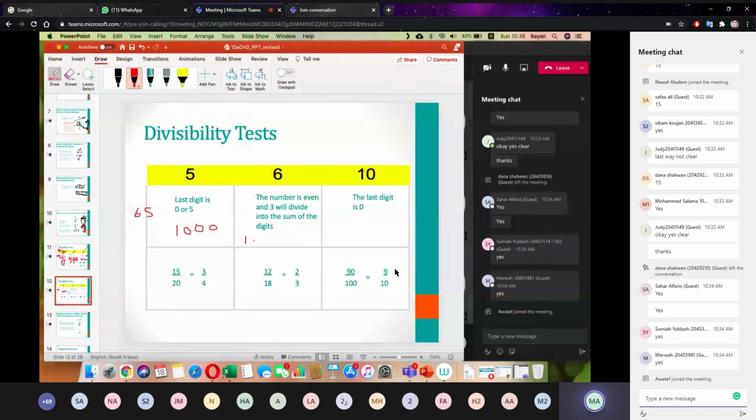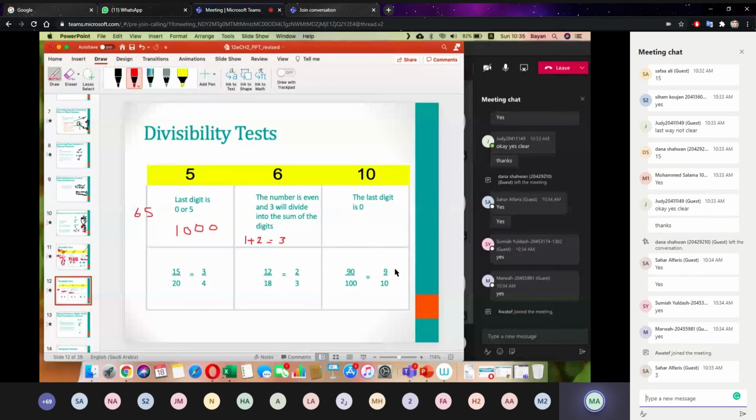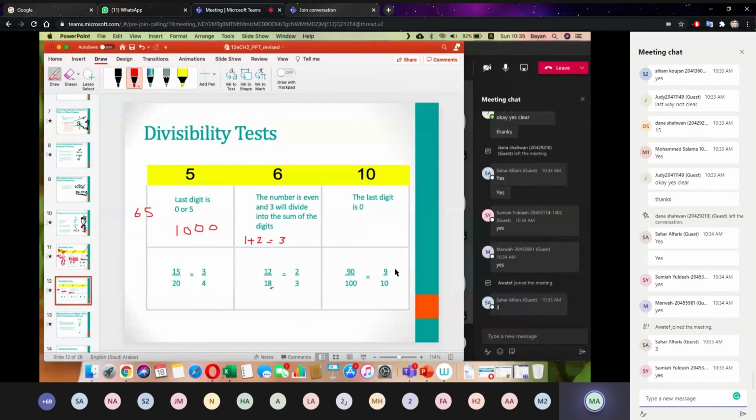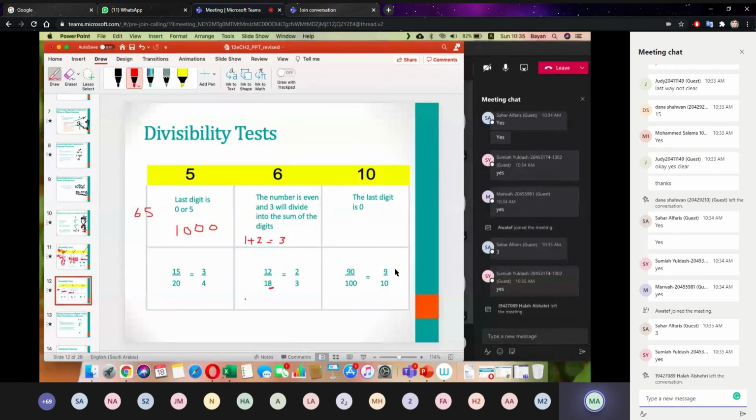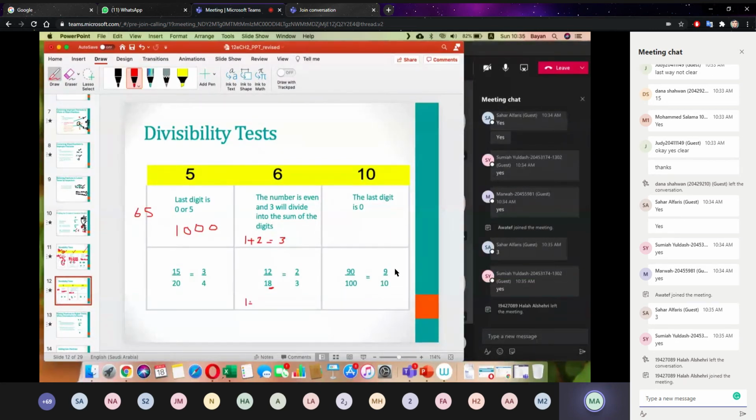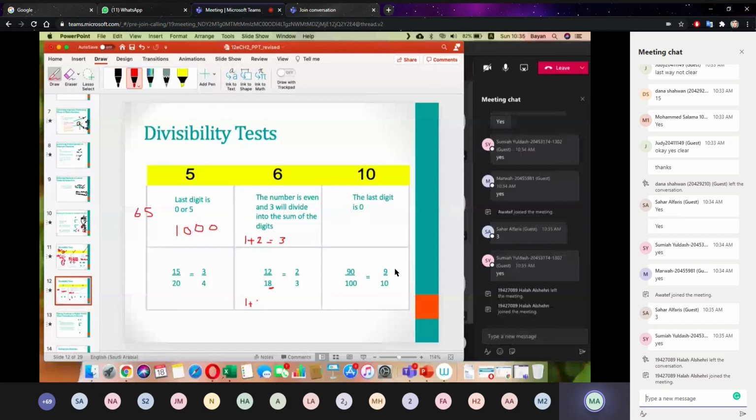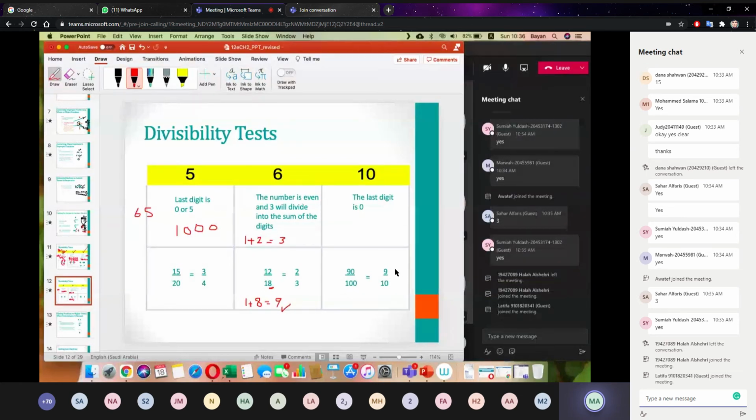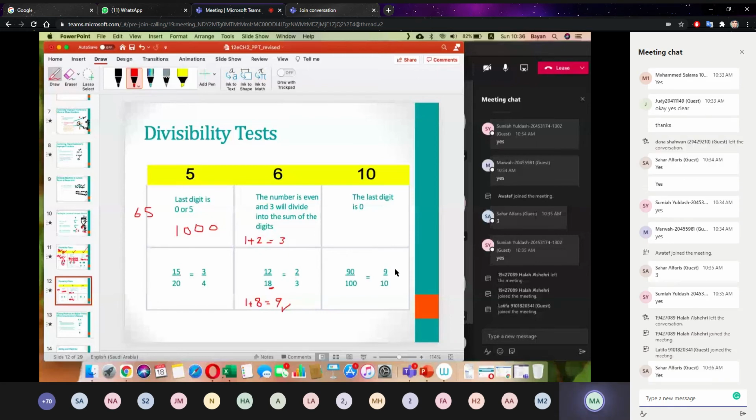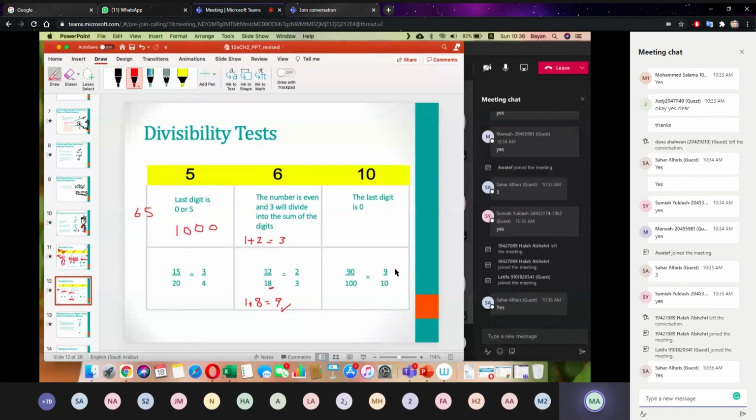12 is 1 plus 2. 1 plus 2 will give you 3. Can we divide it by 3? Yes. Here we have 18. 18 ends with an even number, number 8. So 1 plus 8 will equal 9. Can we divide 9 by 3? Yes. So it ends with an even number, and the sum of digits can be divided by number 3.